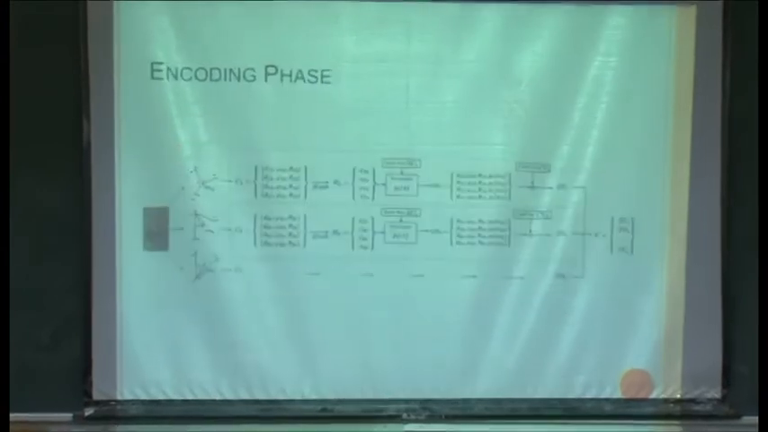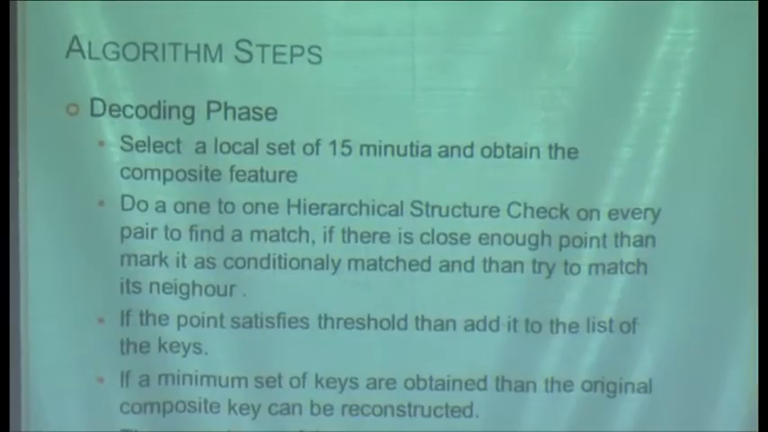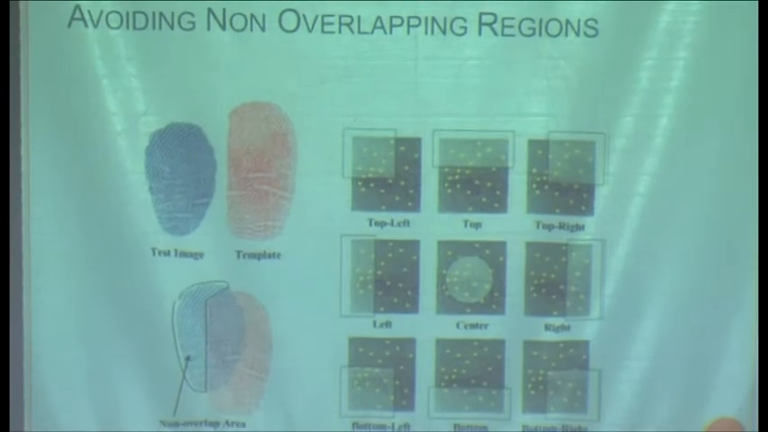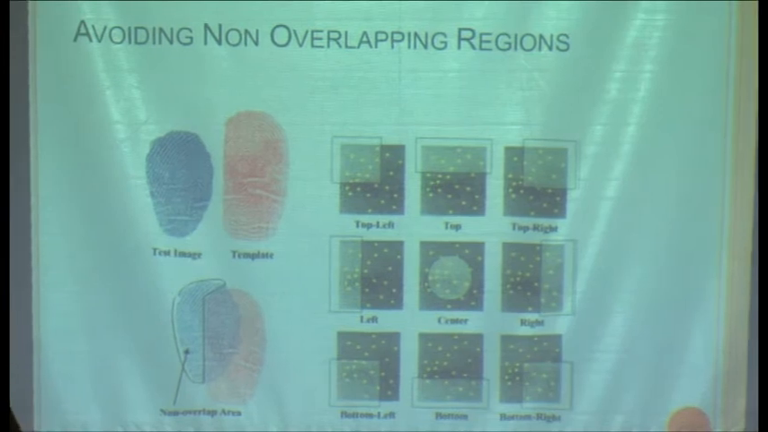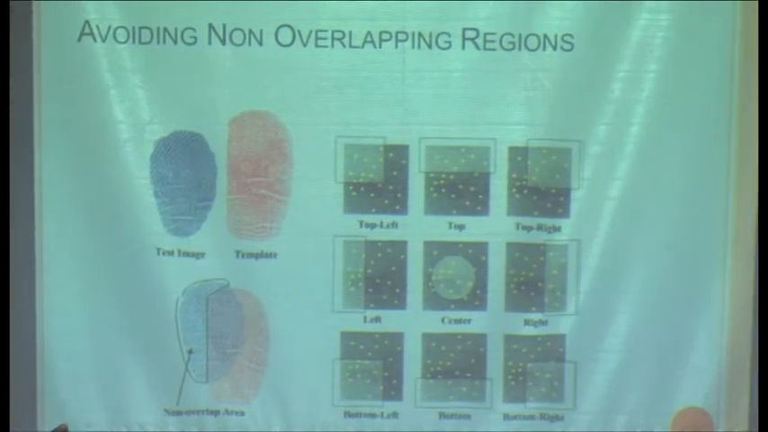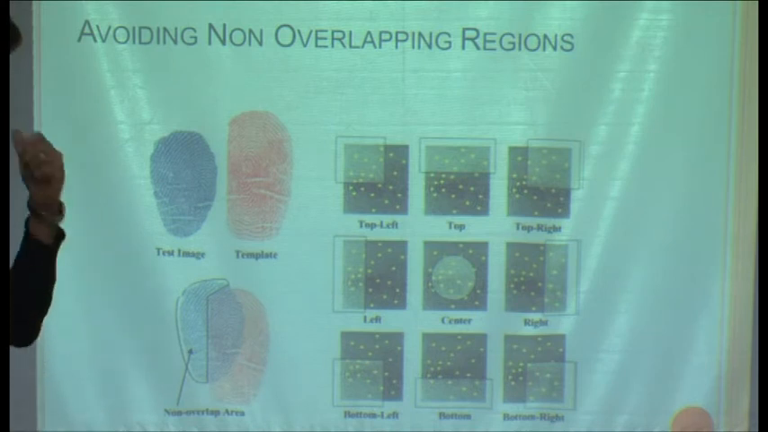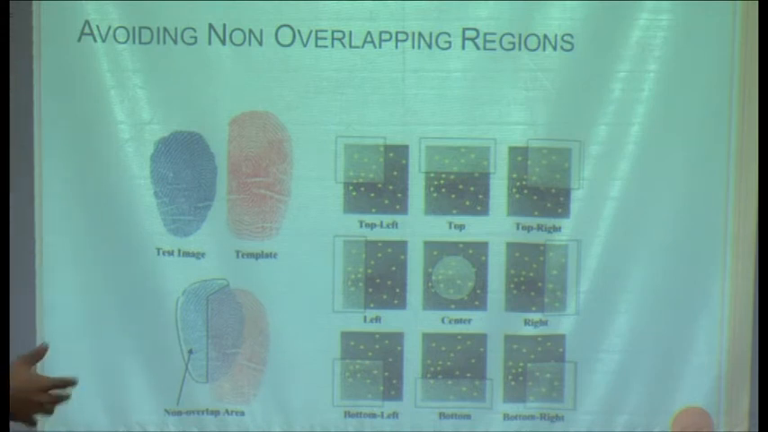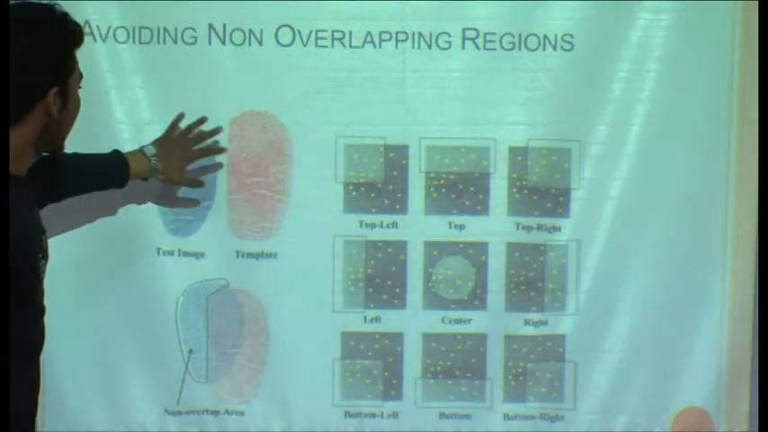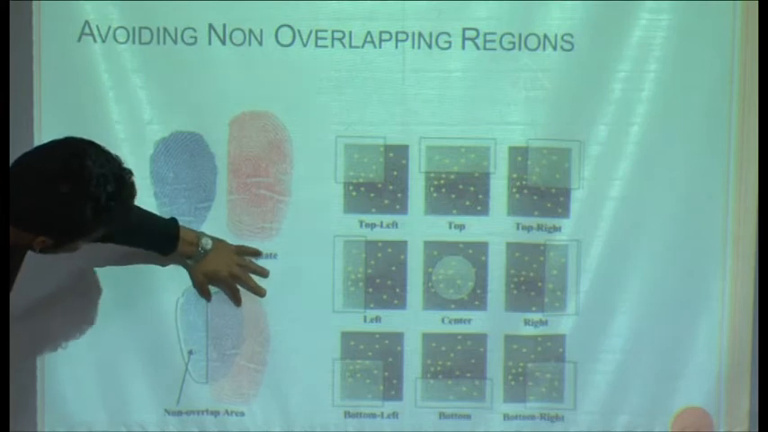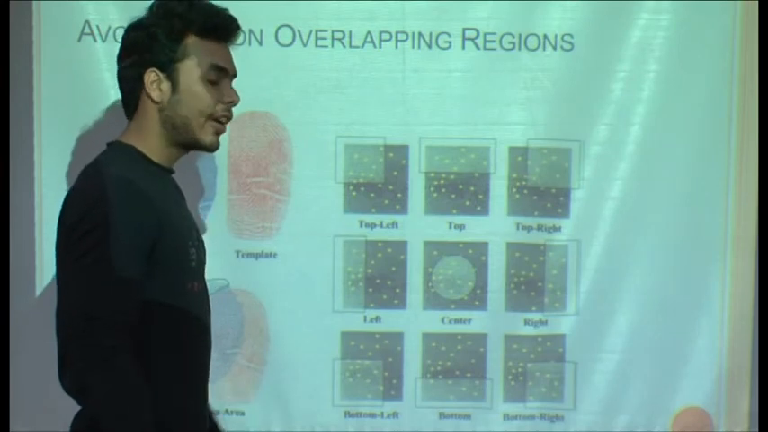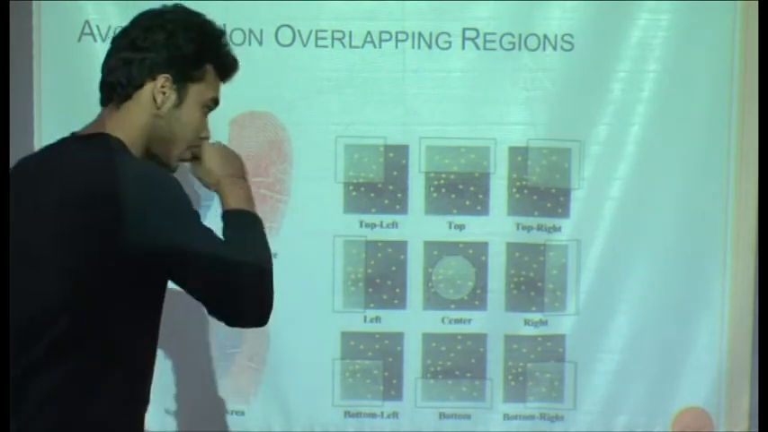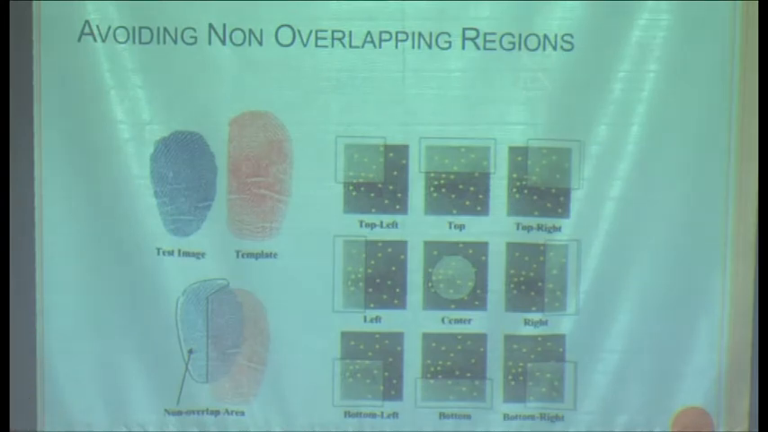Another interesting idea that this paper proposed is that during registration we can assume the user gives a good quality image, but while verifying, the fingerprint quality can be bad. For example, this is the template image, and we can see that only a portion of it is matching. So while matching, it divides the image into 9 portions and tries to match each of the 9 portions with the image. If any one of these matches, then we consider it a match.